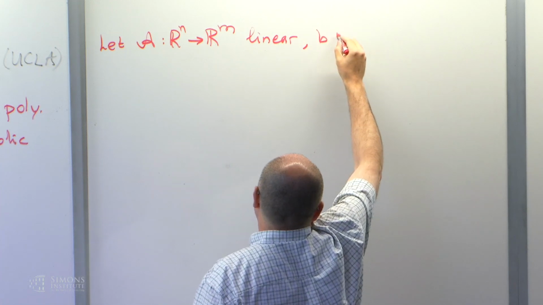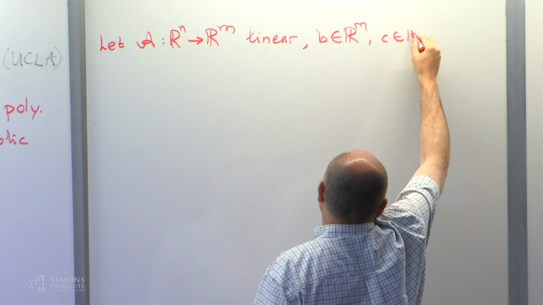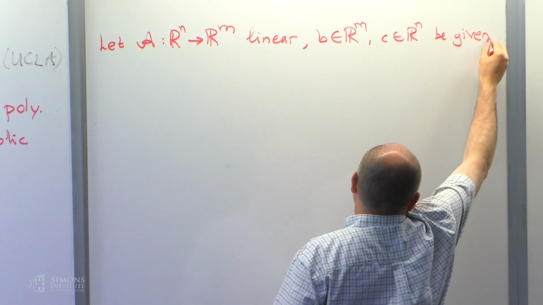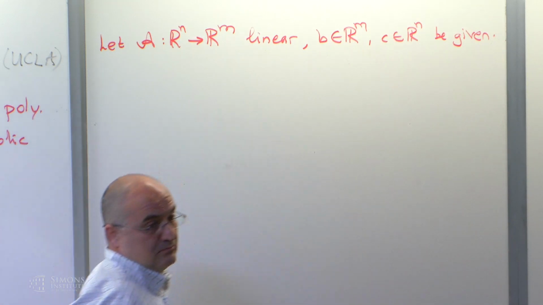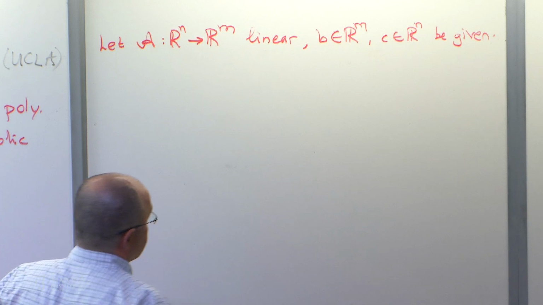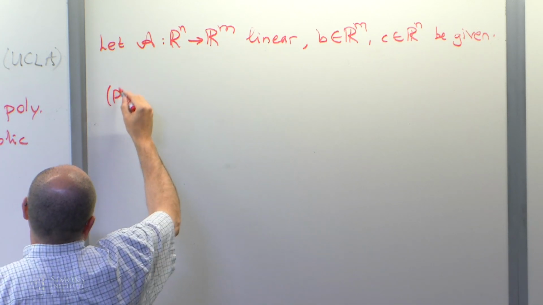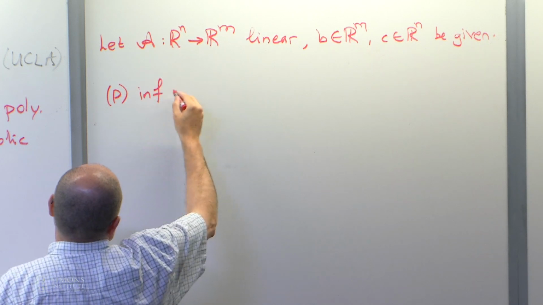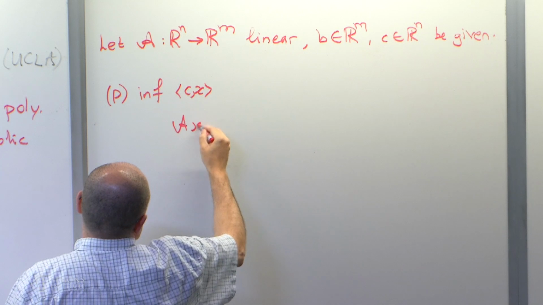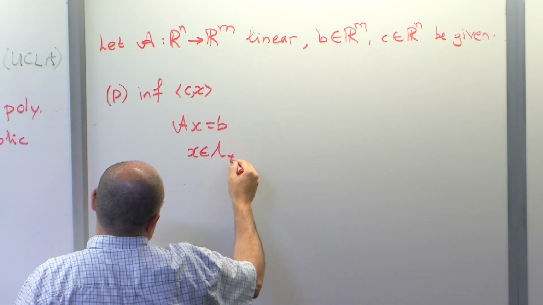And some B that's in R^m, and some C that's in R^n be given. So this is our data, a triple. One is a linear map, and two others are elements of R^m and R^n. And then we have an optimization problem, which is to find the infimum of Cx subject to Ax equals B, and x is in the hyperbolicity cone.